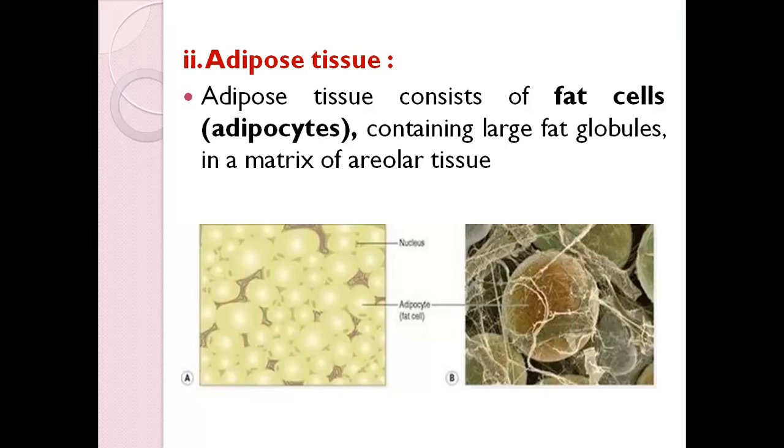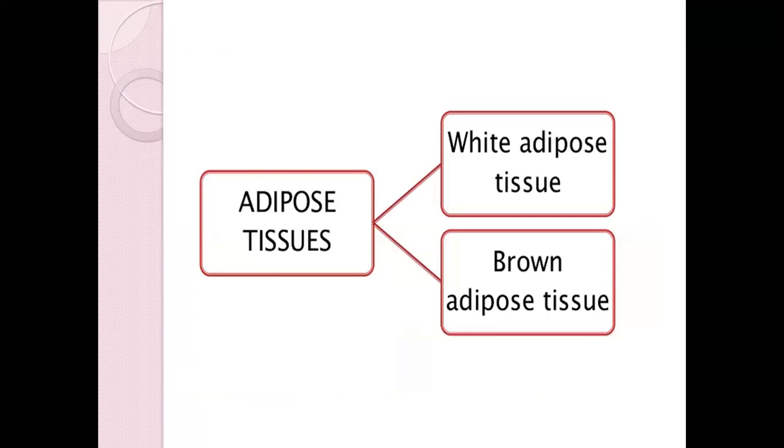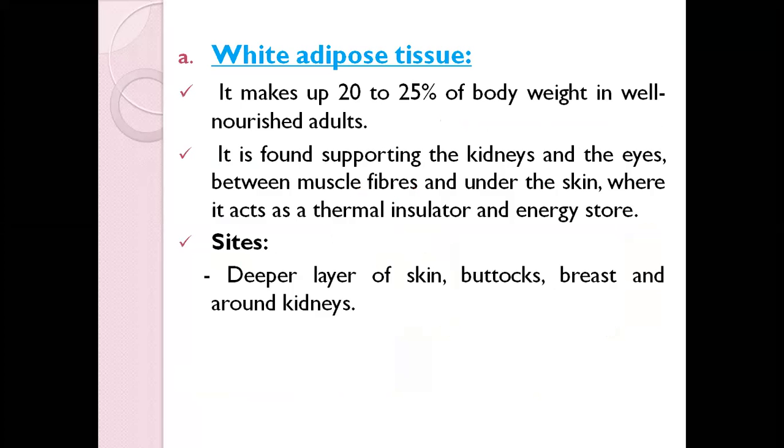Again, adipose tissue is divided into white adipose tissue and brown adipose tissue. When we say white adipose tissue, what is this? White adipose tissue is mostly found in adult individuals. It consists of about 20 to 25% of the body weight in well nourished adults. It is usually found supporting the kidneys, the eyes, between the muscle fibers and under the skin, where it acts as a thermal insulator.